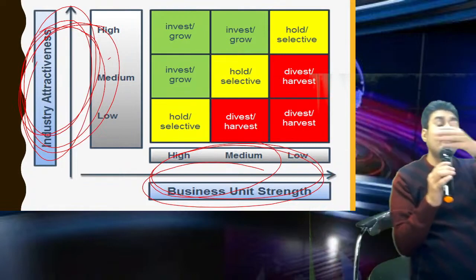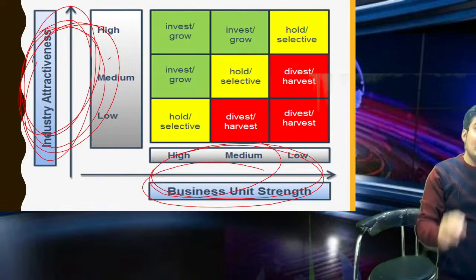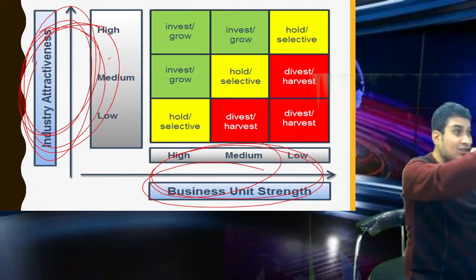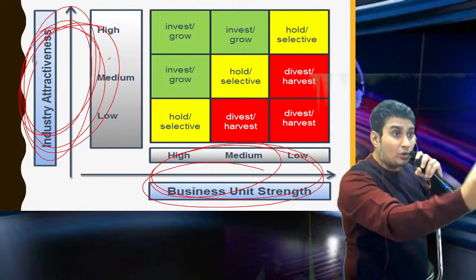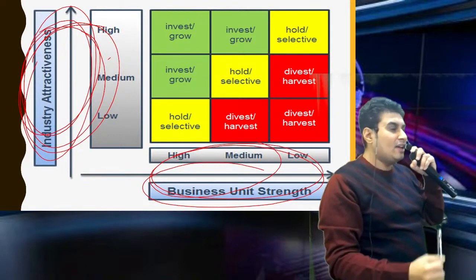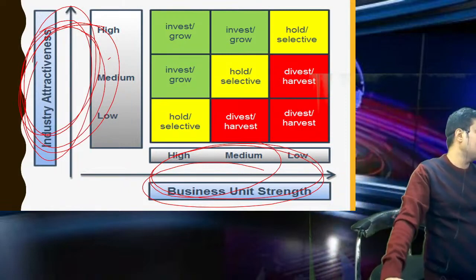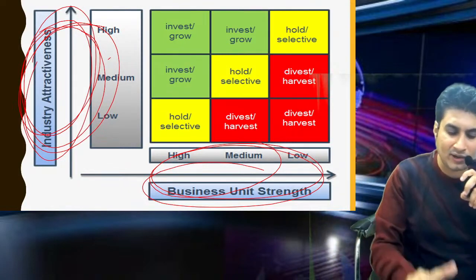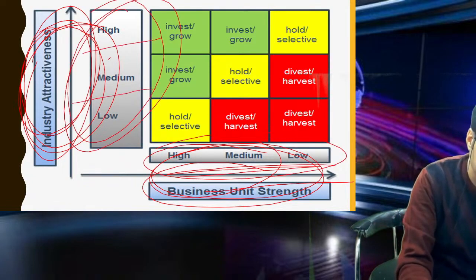Business unit strength means everything: brand image of the company, management, technology, market share, increasing market share, the company's position, profitability, management, respect, everything. And based on that, you have to classify into three: high, medium, low. One more time. High. Industry also you classify in three. High.